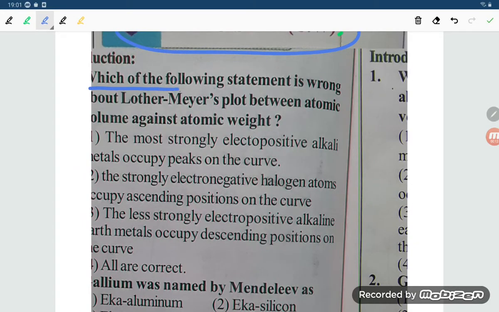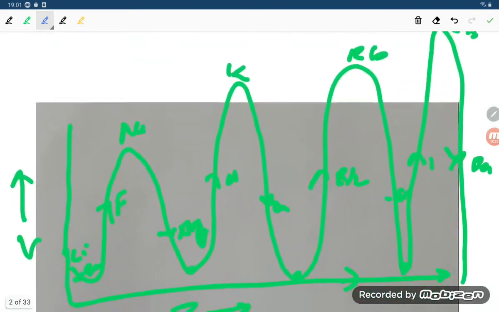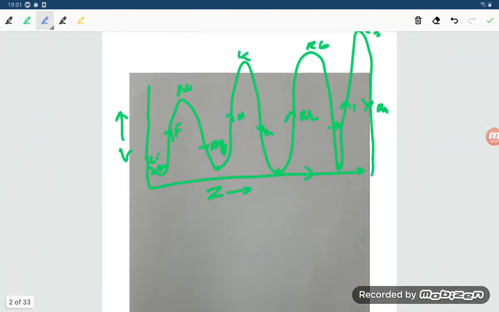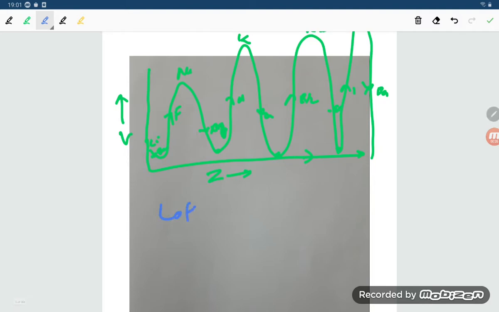They are saying, which of the following statements is wrong about the Lothar-Meyer plot between the atomic volume against the atomic weight. So dear student, first of all you should know what the Lothar-Meyer curve is. Here is the diagram, student. This is the Lothar-Meyer curve. So in the Lothar-Meyer curve, what is there?